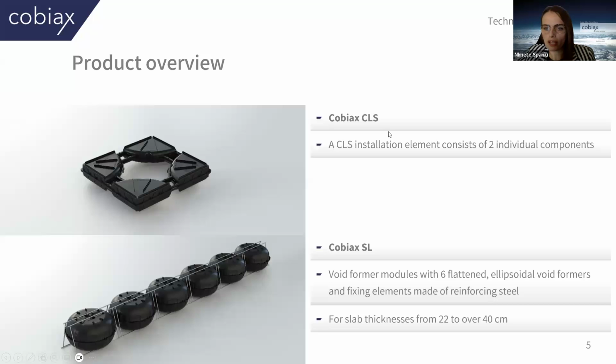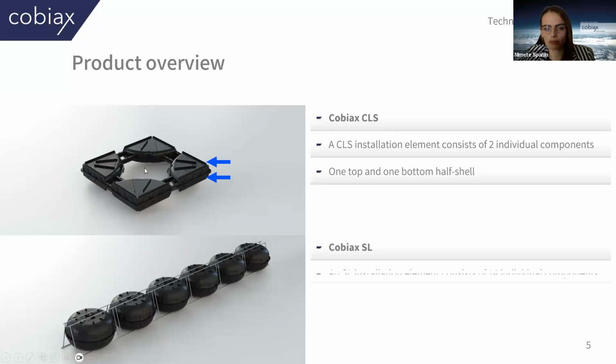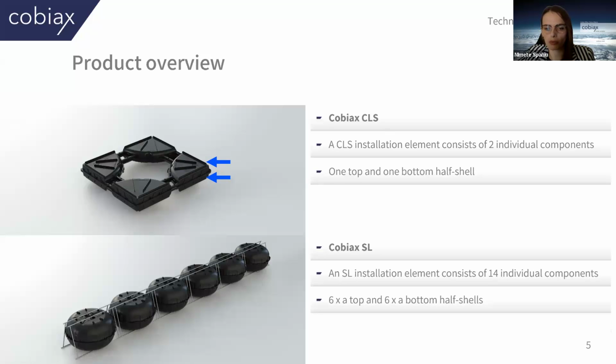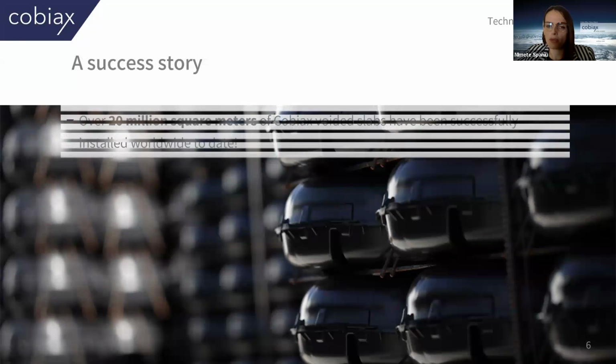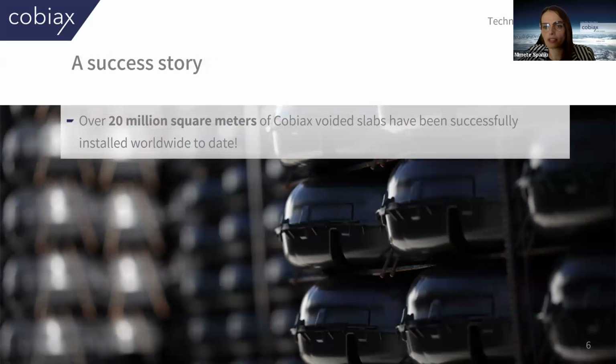As I said before, the Cobiax CLS consists of 2 individual components or 2 half shells, one in the top and one in the bottom. For Cobiax SL, the installation part consists of 14 individual components, 6 in the top and 6 in the bottom, and 2 fixing elements. Cobiax has over 21 years in the market, and since then it has been successfully installed worldwide, about 20 million square meters with Cobiax voided slabs.